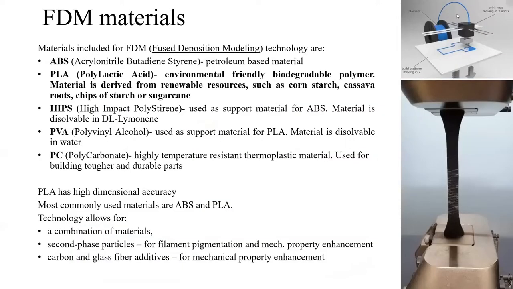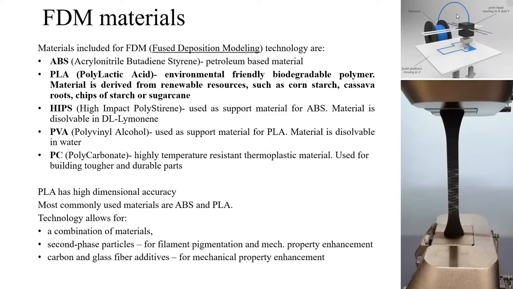Then concerning the FDM technology, the most used materials except PLA are ABS, HIPS, PVA, PC material, each holding its advantages over the other. But some materials which are mostly used, something like PLA, can also have some additions, like the filament could be a combination of a few materials. It could have some added particles, so-called second phase particles, which are mostly used for the filament pigmentation. So when you have a filament with different colors, it's mostly due to second phase particle influence.